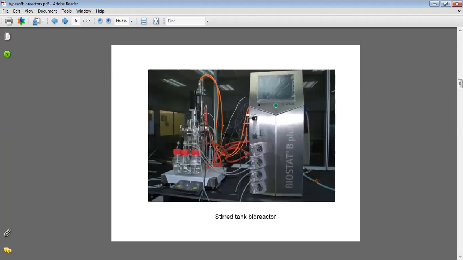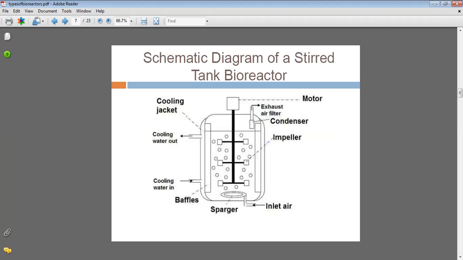Here is the stirred tank bioreactor. A schematic diagram of the bioreactor tank is shown here. This is a stirred tank STR bioreactor which has a cooling jacket, cooling water out, cooling water in. There are baffles, sparger, inlet air, exhaust air filters, the condenser, and the impeller and the motor.